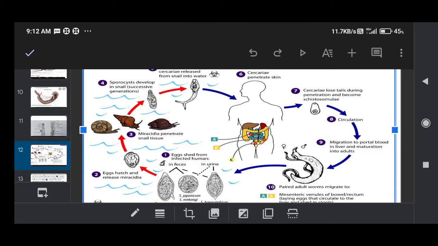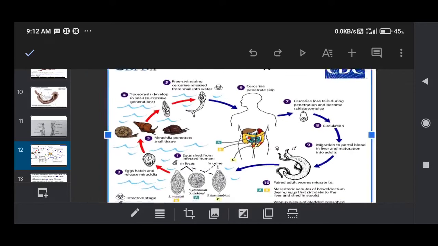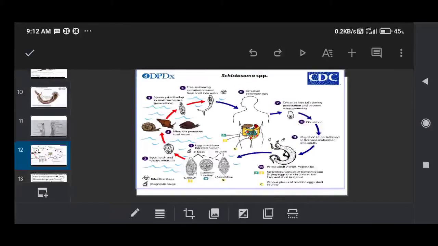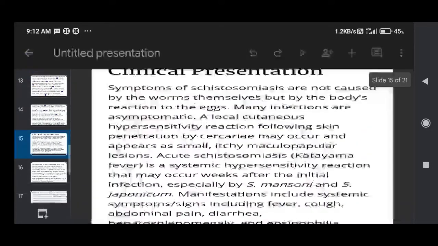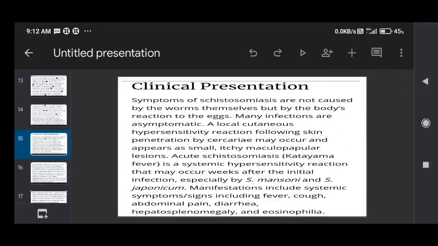Okay, so here the infective stage of the snail is the miracidium, and the infective stage for the human being is called the Cercaria larva. So this is about the life cycle. And next one is clinical presentations.